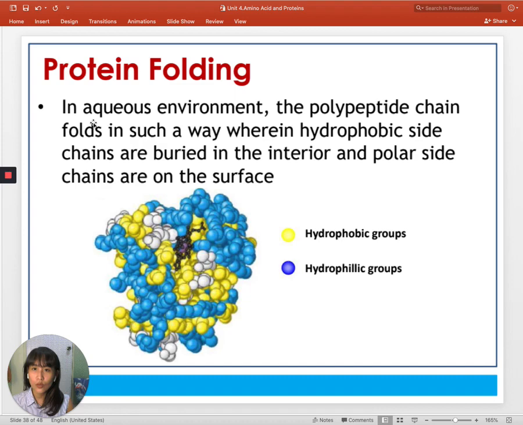In an aqueous environment, the polypeptide chain folds in such a way wherein hydrophobic side chains are buried in the interior and polar side chains are on the surface. You can see here, based on the legend or the color, the yellow group or the hydrophobic groups are buried in the interior because they are hydrophobic, meaning they don't like water, while the polar side chains are on the surface. These are the blue molecules in there. Those are the hydrophilic groups. They are on the surface.